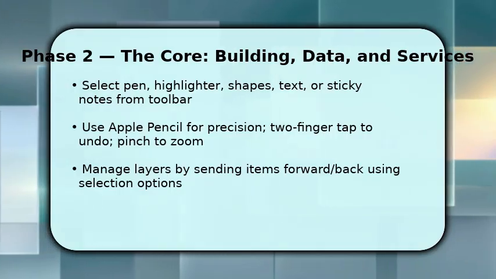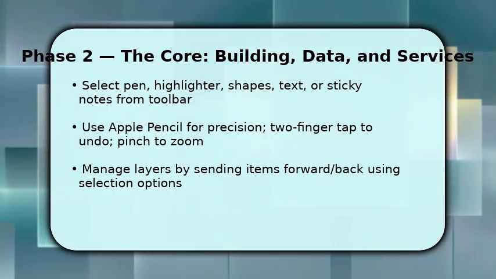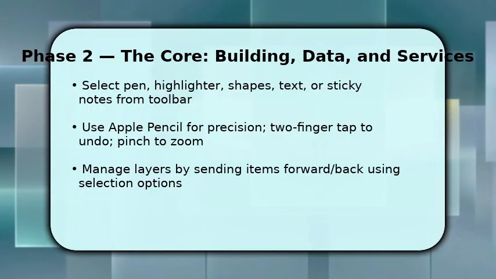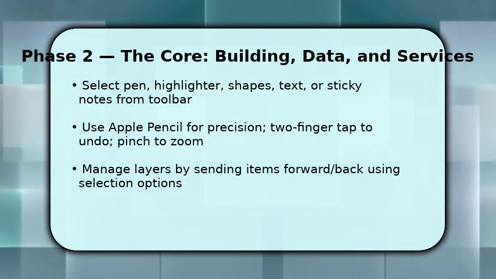Once you've added shapes or text, long press to select and use Arrange options to move items between layers so annotations don't block content. Make sure collaborators have edit privileges if you want them to contribute.